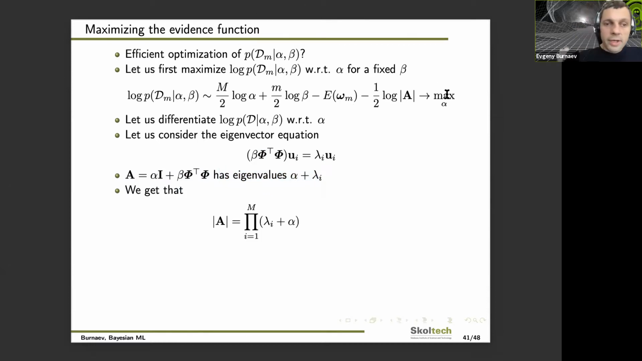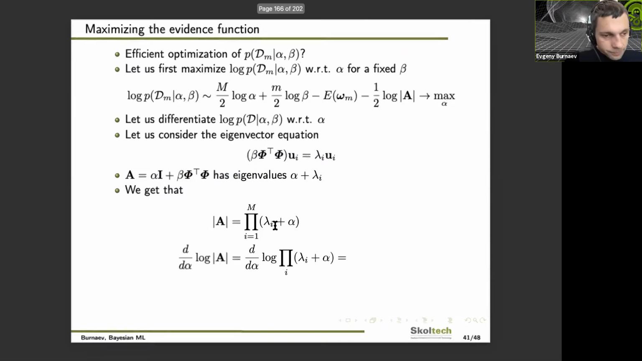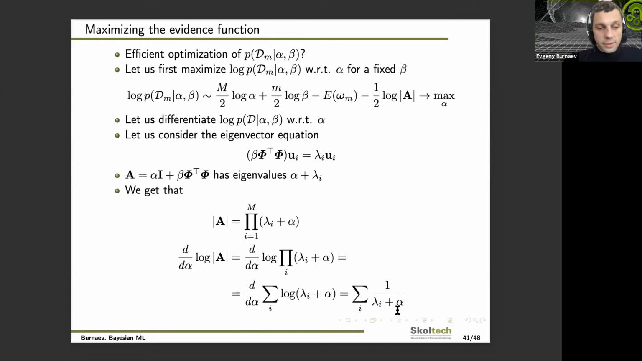As we know, the determinant of the matrix A is equal to the product of its eigenvalues, right? And so, in order to calculate the derivative of the determinant of the matrix A with respect to alpha, we just need to calculate the gradient. In order to calculate the gradient of the logarithm of the determinant of the matrix, this is the same as to calculate the gradient of the logarithm of the product of eigenvalues with respect to alpha. So it's very easy, and we get this expression.